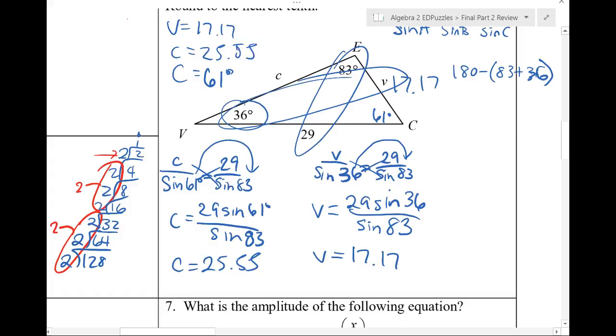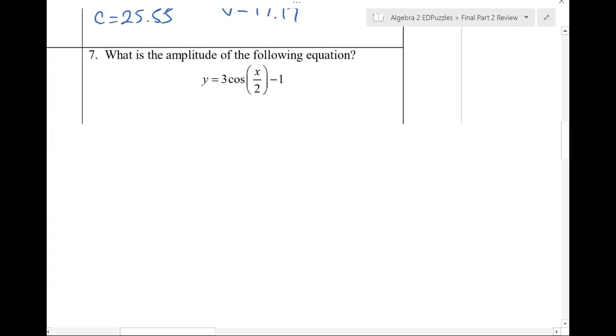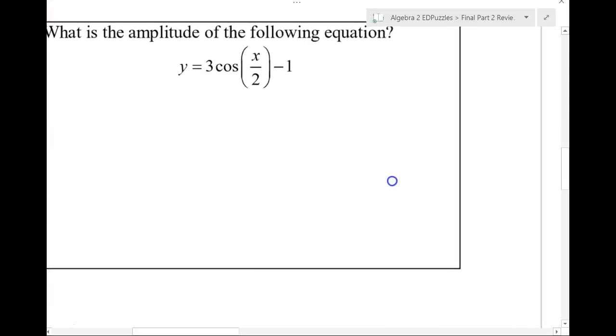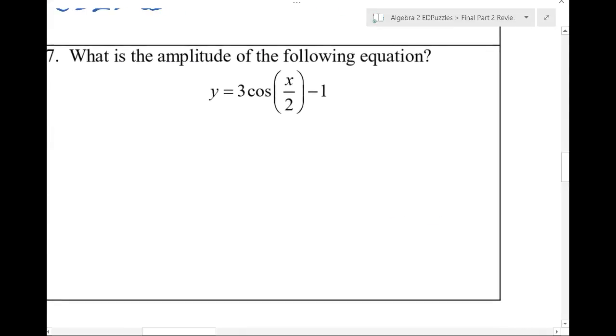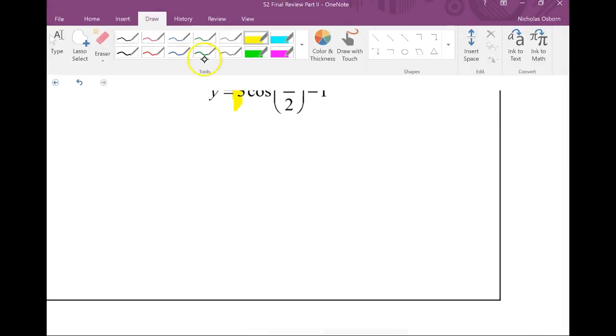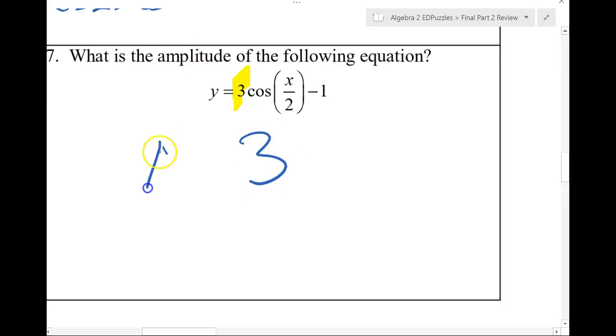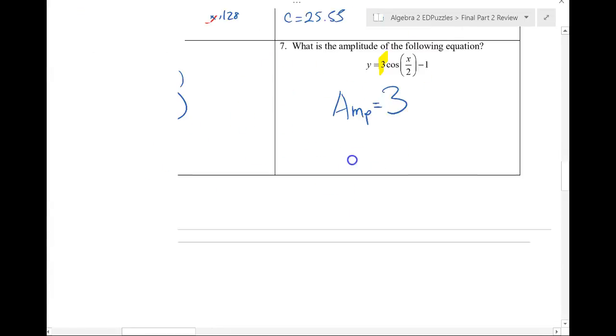Okay? Alright. Number 7. What is the amplitude of the following equation? Where does the amplitude come from? Simply the number that's in front of your cosine or sine function. So it's 3. That's it. 3. Or we'll say amp equals 3. Okay, that was easy.